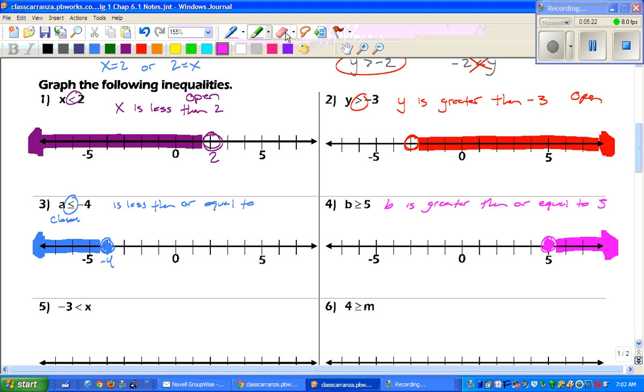Okay? Now, you might start looking at these and be like, hey, Mr. Grice, I'm noticing something. Look to see which way the inequality is pointing. Okay? It's pointing to the right here. We shaded to the right. Number 3, it's pointing to the left. We shaded to the left. That's only true if the variable is first.